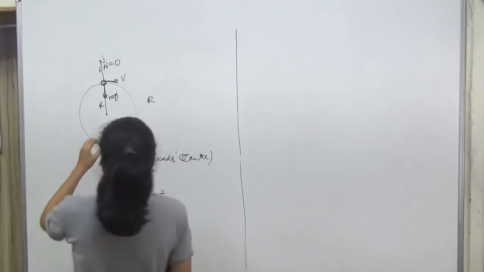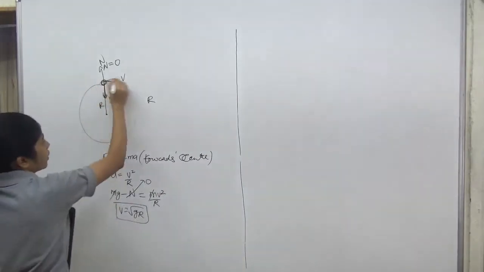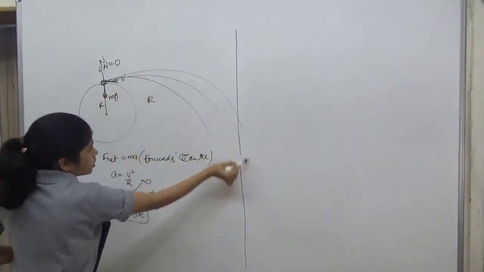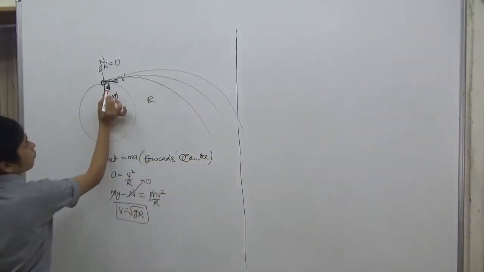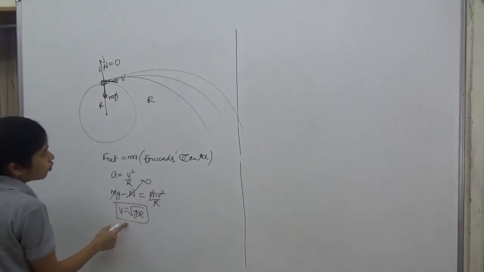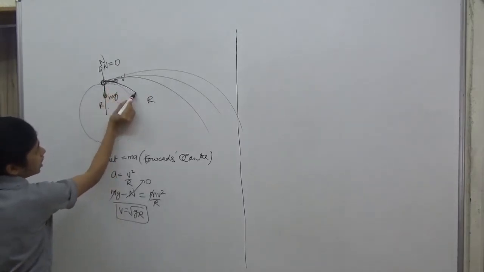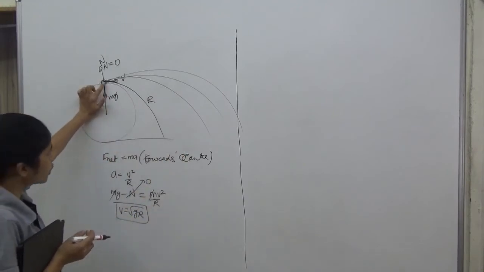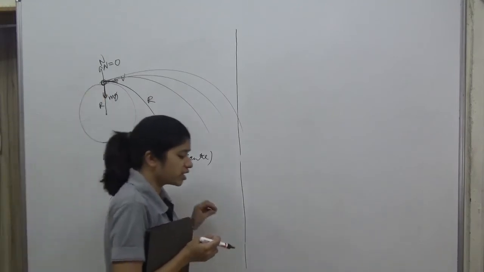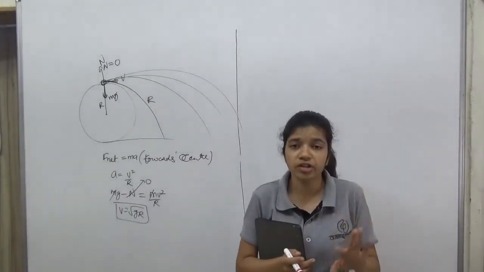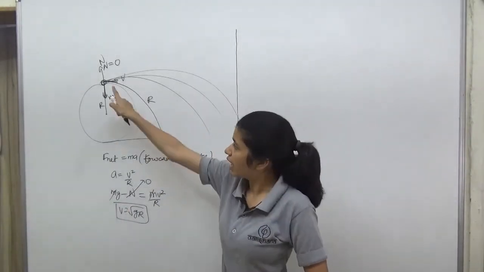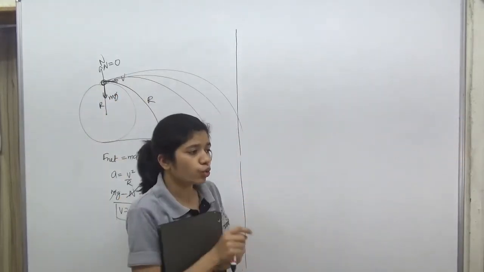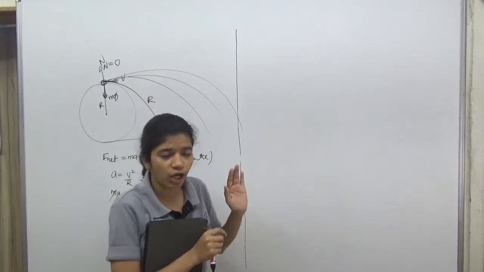So if you provide velocity more than root gr, it will simply go like this. If you increase more velocity, it will move like this. But if you provide minimum this much velocity, root gr, it is going to move like this, and then afterwards it will move because of gravity. So in this case, there is the condition of just leaving the sphere. In all these cases, if you project it with this speed, it will fall far away, and the contact will end immediately.